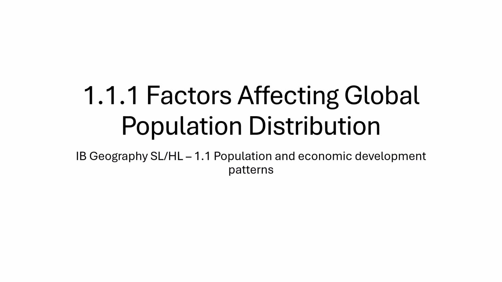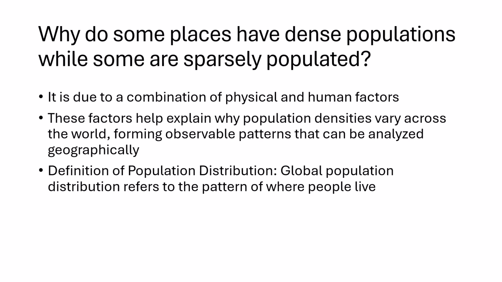Hey guys, today's video is going to be the start of topic 1, which is population for both SL and HL geography. This video is going to focus on the factors affecting global population distribution. The main idea behind global population distribution is why do some places have a dense population while some are quite sparsely populated? Well, it's due to a combination of both physical factors like climate and nature, and also human factors like economic or social issues. These can help explain why population densities vary across the world, which form observable patterns that can be analyzed geographically.